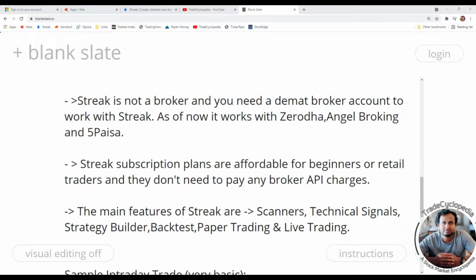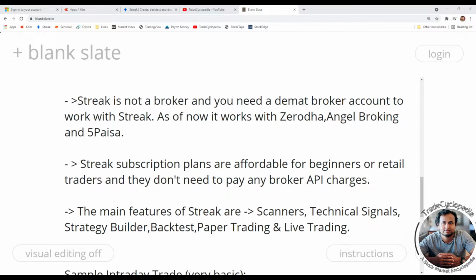For example, if I'm using Zerodha, then on that algo trading platform I need to pay somewhere around 2,000 rupees per month for the API charges. But if you're using Streak, there is no direct integration through API, and you really don't need to pay any API charge for that. And the main features of Streak are scanners.